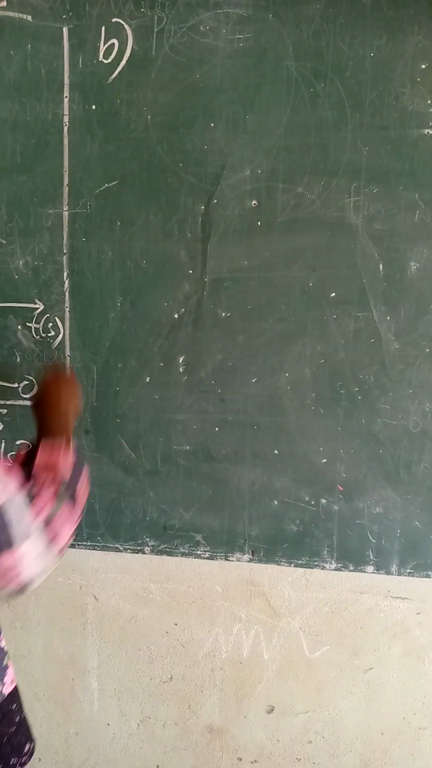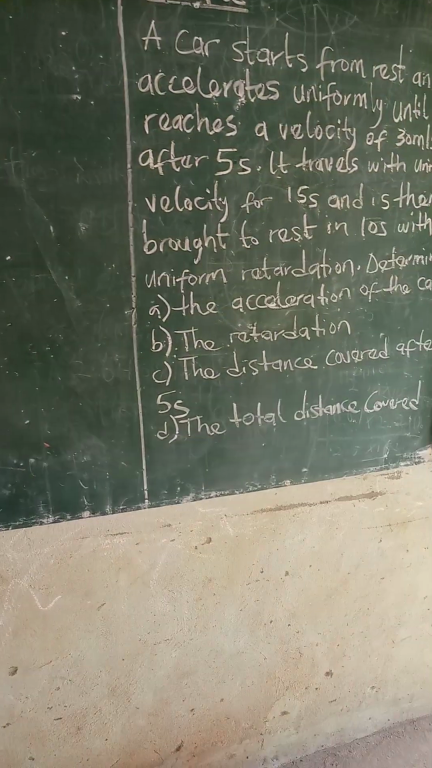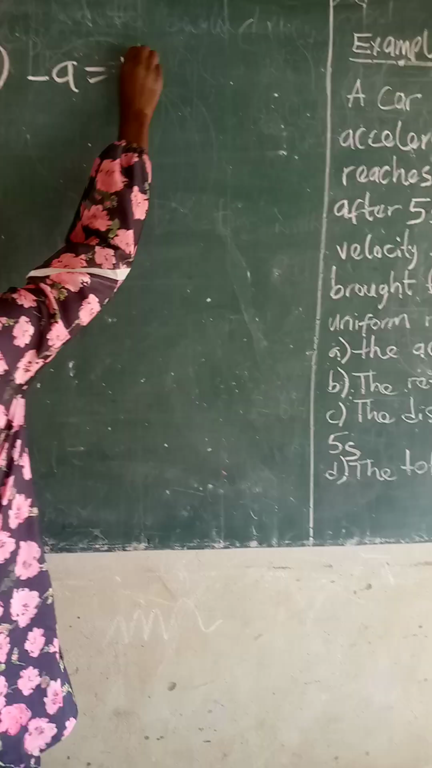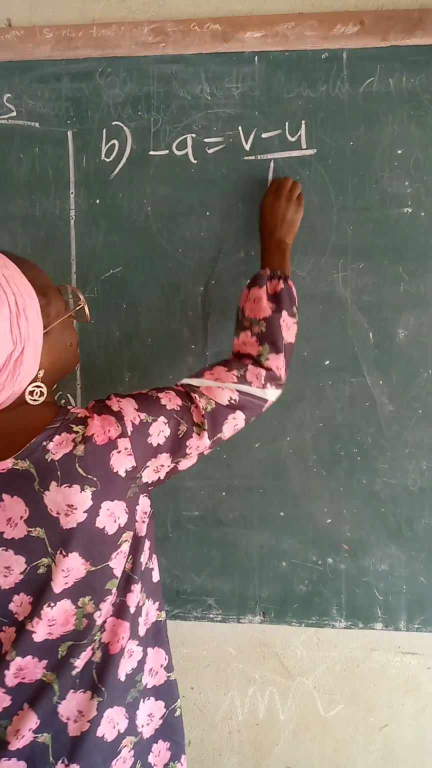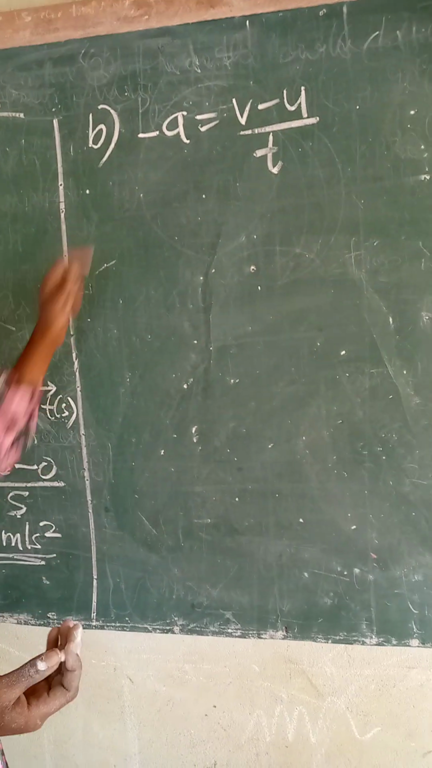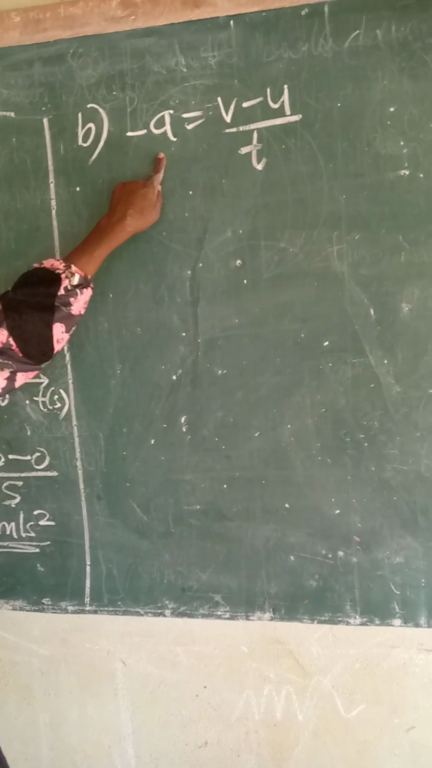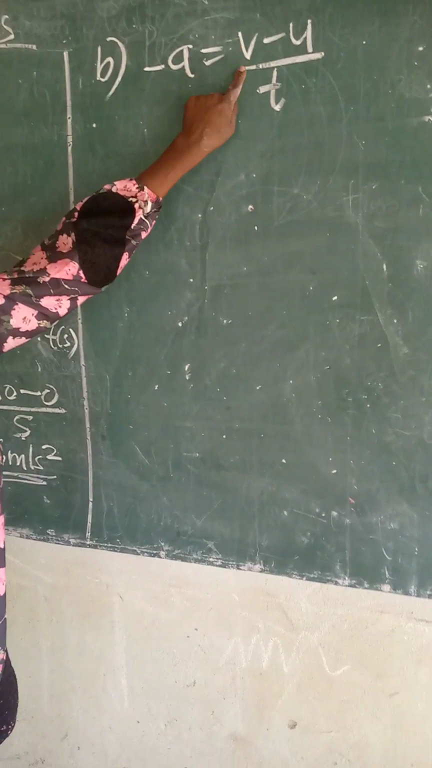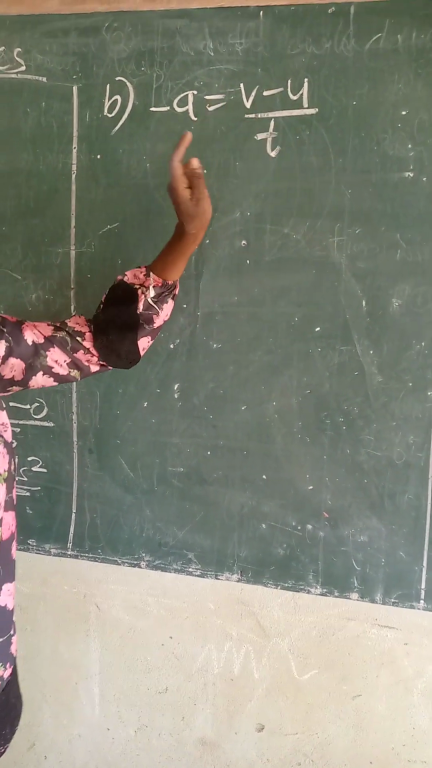The B part asks for the retardation. The retardation is simply minus A is equal to V minus U all over T. Minus A representing retardation, meaning negative acceleration, V the final velocity, U the initial velocity, and then time.